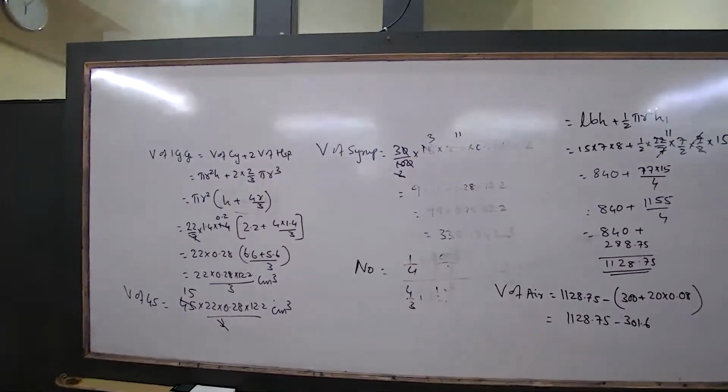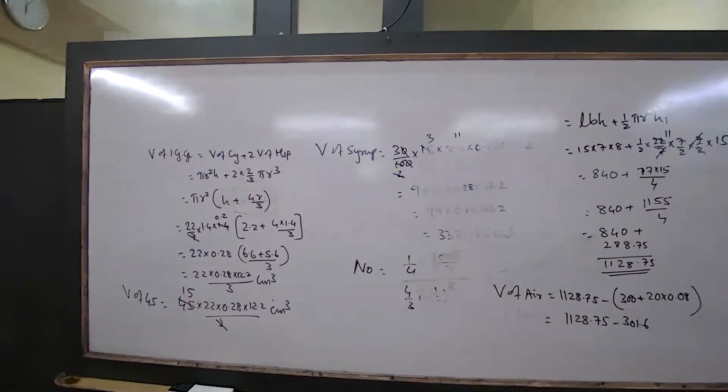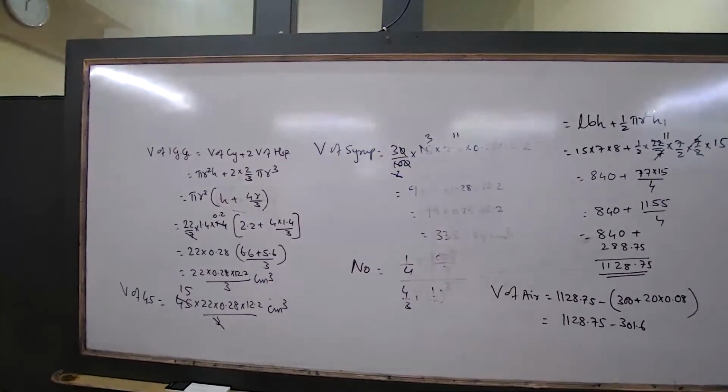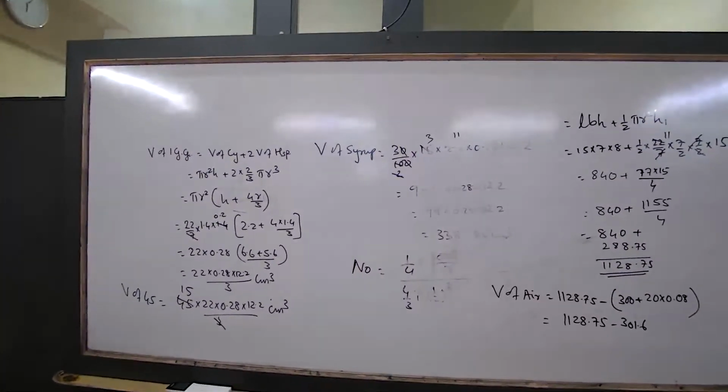Then what is the water left in the cylinder? Volume of the cylinder minus volume of the cone. The volume of the cylinder is pi r square h. So you can do it. It's a direct question, no? Yes or no?